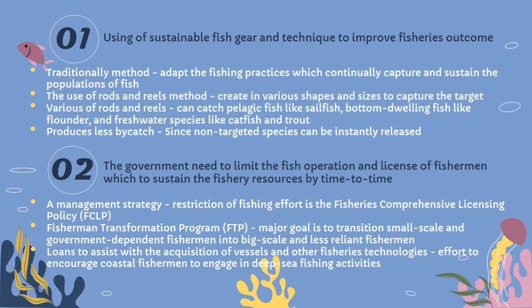The first is about using sustainable fish gear and technique to improve fishery outcome, where traditional methods may adapt the fishing practice which continually captures and sustains the population of fish. The use of rods and reels methods creates various shapes and sizes to capture the target. The various rods and reels can catch pelagic fish like sailfish, bottom-dwelling fish like flounder, and freshwater species like catfish and trout. This produces less bycatch, since non-targeted species can be instantly released.